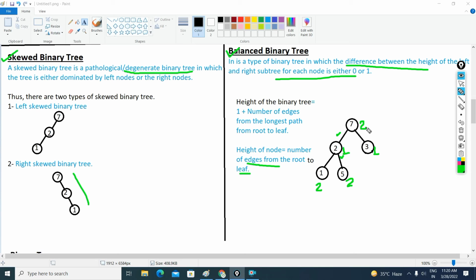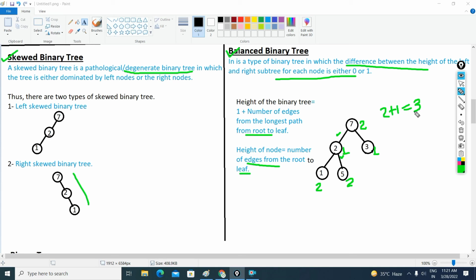Now if I want to calculate the height of the complete binary tree, it will be the number of edges in the longest path from root to leaf. So the longest path is what? This one or this one. So the number of edges between this is 2 plus 1. So 2 plus 1 is equal to 3, which is the height of the complete binary tree.